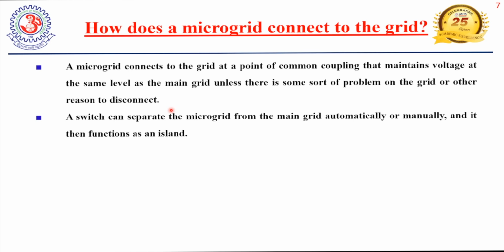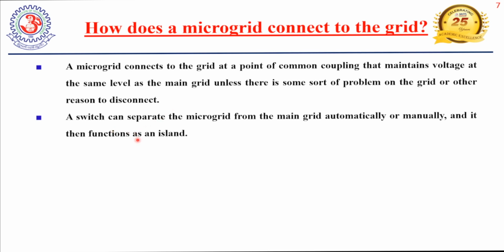At that time we have to check the synchronization. That means our voltage should be the same as the conventional grid, and only then can we connect. Otherwise we cannot connect, and our whole system will become unstable. So for stable operation we require stability. That means the voltage should be the same, the frequency should be the same, and the phase angle should be the same. We have to check all these things when connecting the microgrid to the main grid.